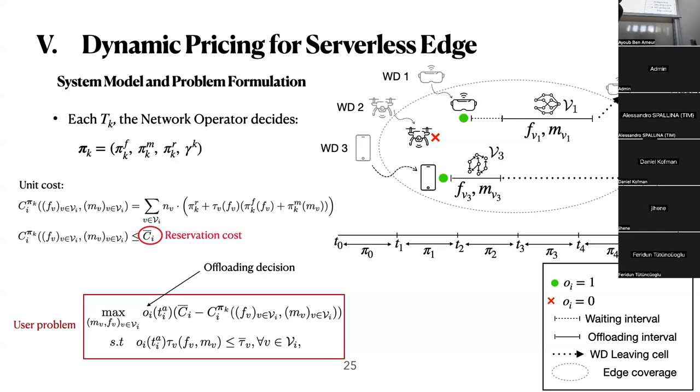But I think it depends on the latency, actually. If the user can execute the requests on the mobile phone, for example, and the latency constraint is respected, it will not offload, even if the reservation price is greater than the expected cost. So if the latency constraint is respected without offloading, it will not offload, because it will minimize the cost for the end user. So the end user also has a strategic decision to minimize its own cost.